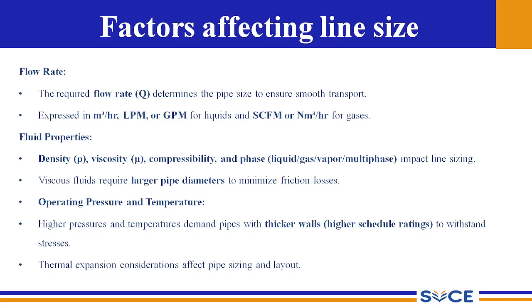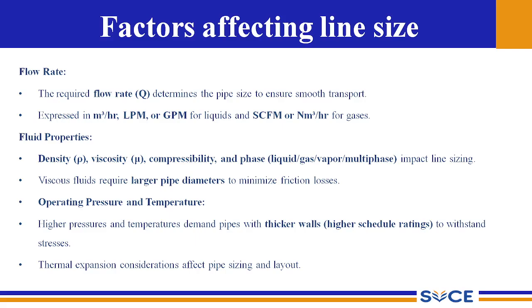To minimize the friction losses and the viscous effects, the viscous fluids will require a very large diameter pipeline, and the operating pressure and temperature may also influence the line size. If you have higher pressure and temperatures, we have to go for higher schedule ratings to withstand the thermal stresses and the pressure forces. The various stresses that may be experienced by the pipeline will be the thermal stresses and the compressive stresses and wind loads and other seismic considerations. So those operating pressure and temperature will also influence the schedule number of the line size.